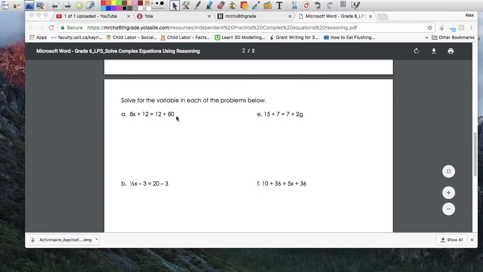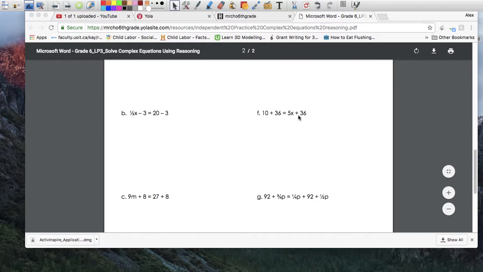So here's the same thing. That's simple enough. Let me do B over here. I don't like the way it's written there, so I'm going to rewrite that as this. Half of x minus 3 equals 20 minus 3. So you see the minus 3 here, and this minus 3, okay? Remember to always take the sign too. That goes out. So I'm left with half of x equals 20.